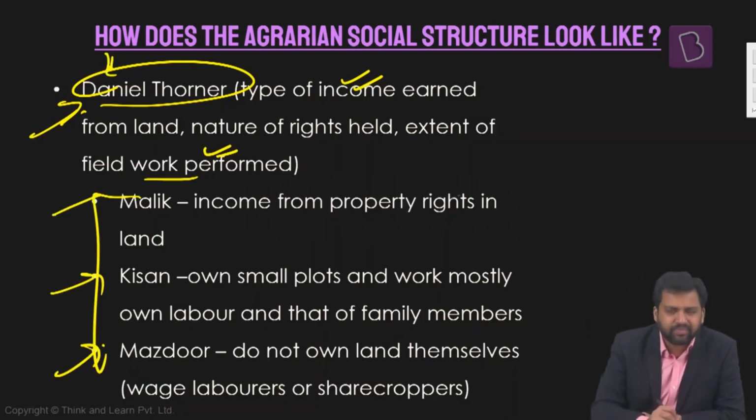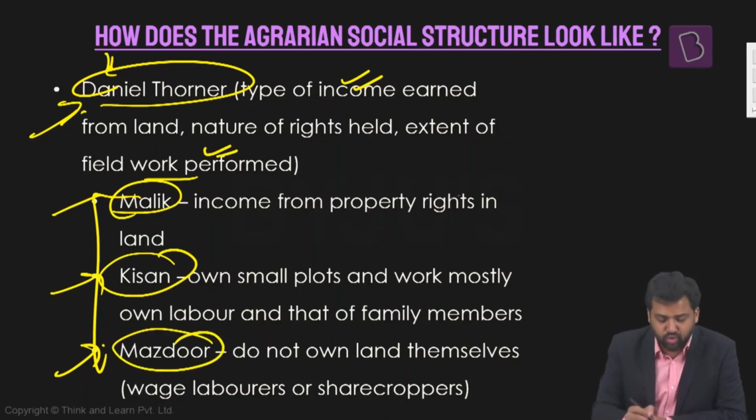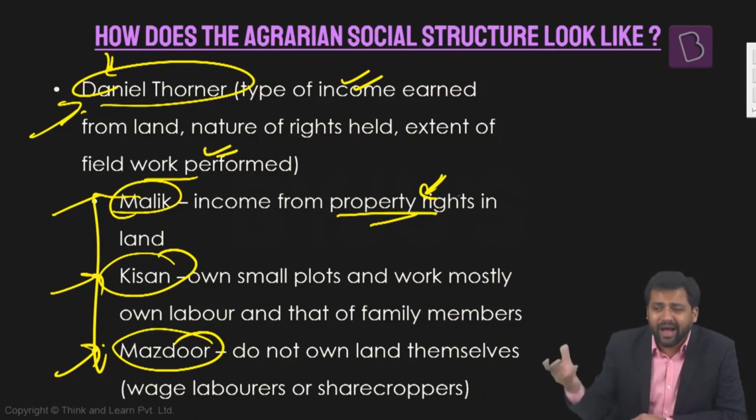So Daniel Thornberg has classified people in the agrarian areas on these bases, and he has come up with 3-4 classifications. So he says one group of people is Malik, another group of people is Kisan, another group of people is Mazdoor. Who are the Malik? They are the ones who have property rights over the land. They are the ones who are owning the land. So because they own that land, they are making money out of it. Maybe they rent it out, maybe they hire laborers who can work on their land.